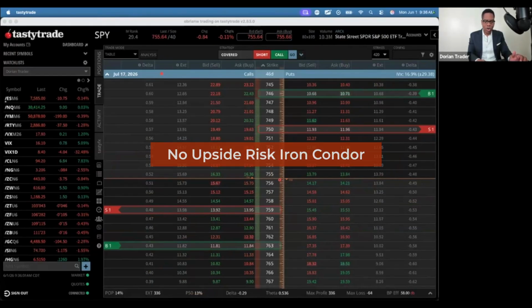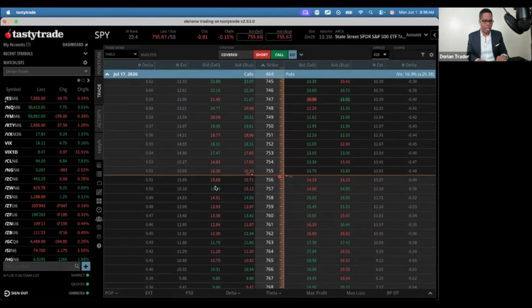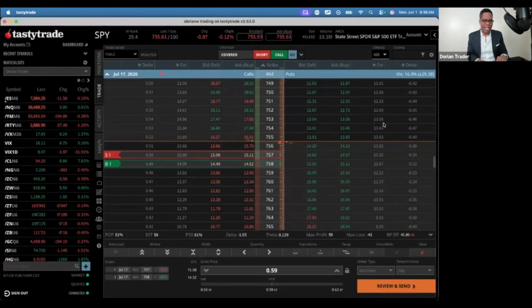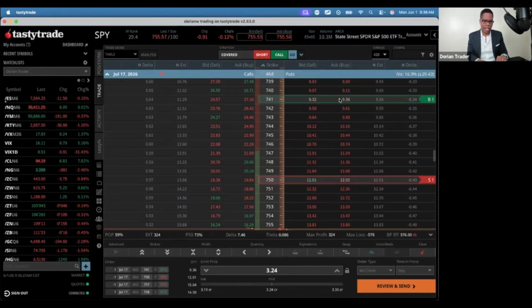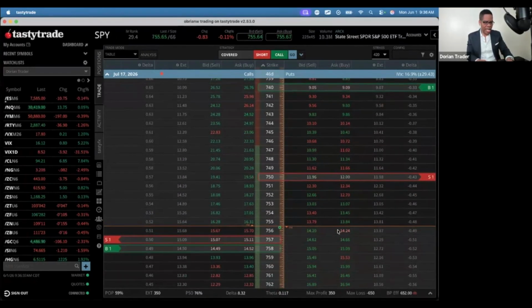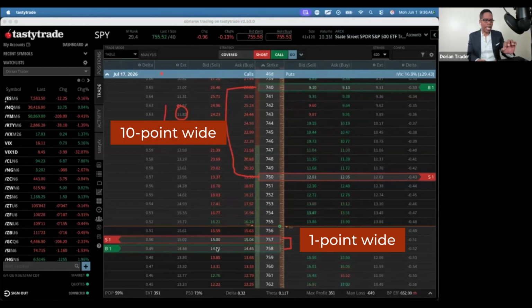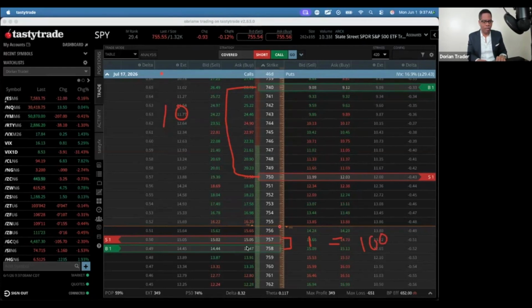When you're doing a no upside risk iron condor, then it's structured differently. I'm going to show it like this for now. Let's just say I put the iron condor here and I did something like this. Let's just make that 10 points. So in this example here, what I'm doing with this no upside risk iron condor, I created a call side that is 1 point wide. Then I created a put side that is 10 points wide. On the call side, because it's only 1 point wide, this call spread is worth $100. That's the value of this spread, because each point equals $100. This is 1 point wide.